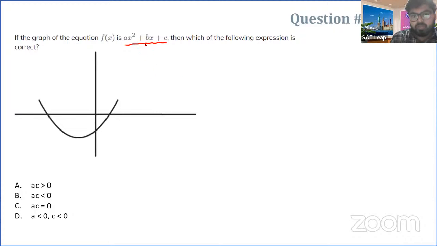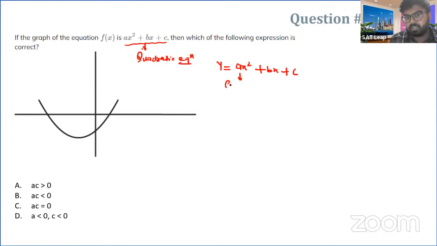One thing that I was telling you is that we have quadratic equations in the exam, and this question is a part of quadratic equations. Whenever you get any quadratic equation, it can be represented in the standard form of y equals ax square plus bx plus c. What is a here? A is the coefficient of x square.